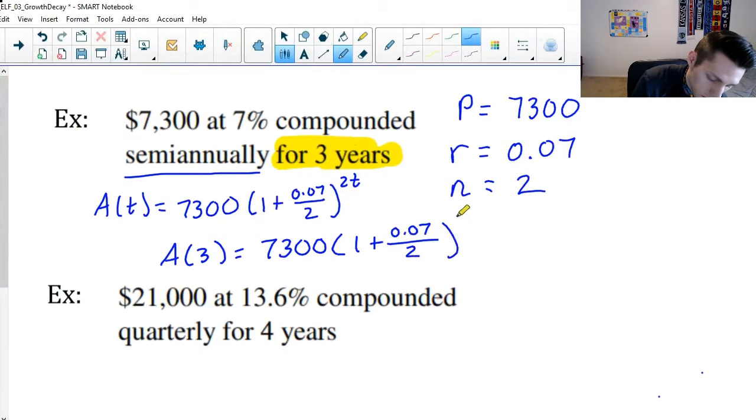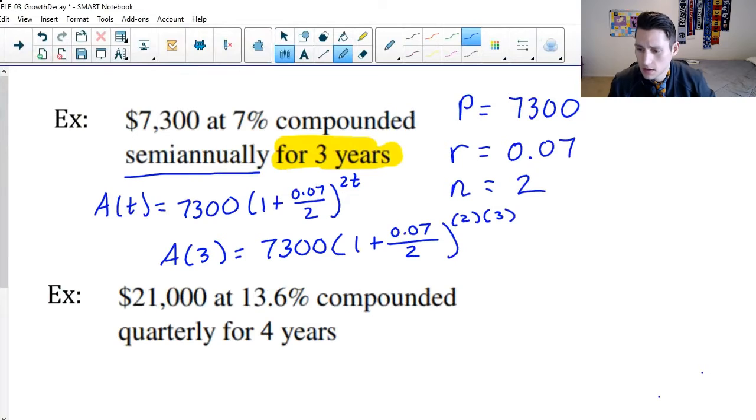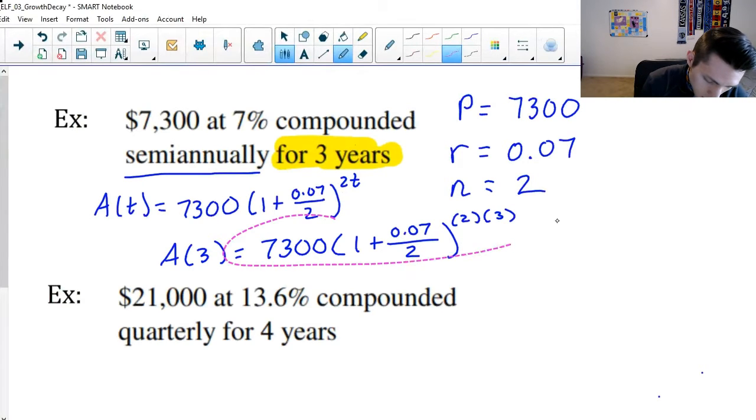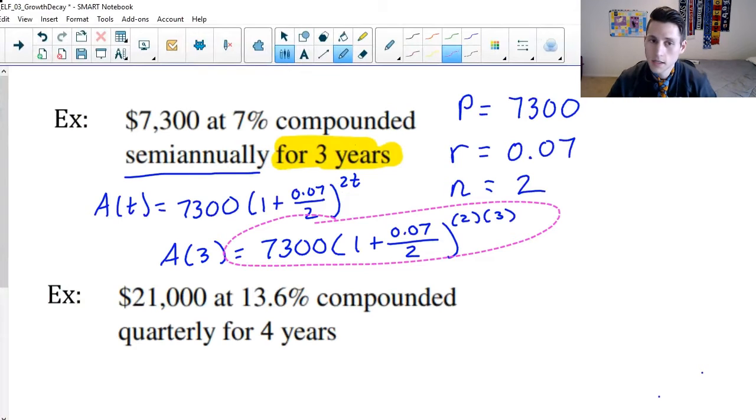All that stays the same. So the only difference now is in that exponent, I have 2 times 3. So this is what I'm going to bring up my calculator here. Make sure when we're doing these problems, all these growth and decay problems, that you are calculating as few times as possible on your calculator. The full formula again, like the original.